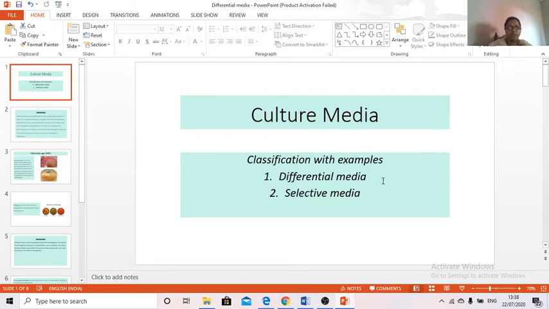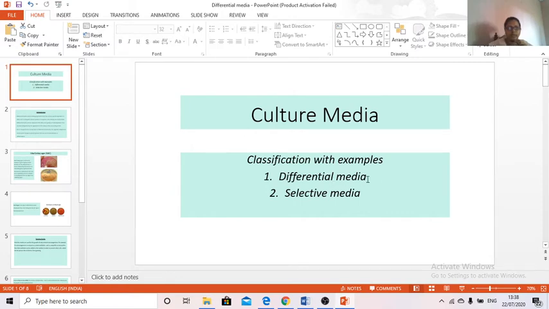It's a very vast topic, so I have broken it down into various videos. So today we will be discussing differential media and selective media. Before I go deeper into differential media, first I want you to learn what you can learn from the name. If you see the name differential media, what do you think?